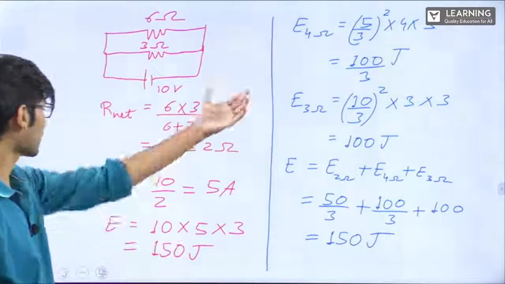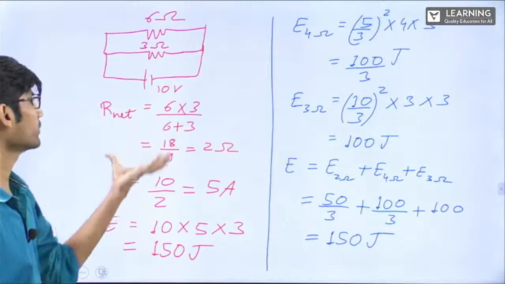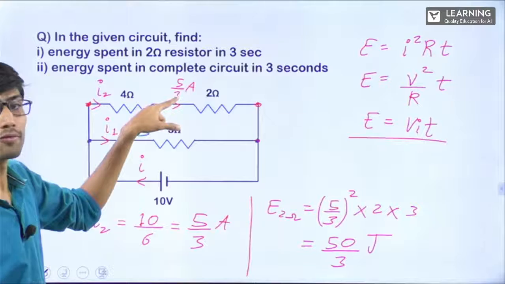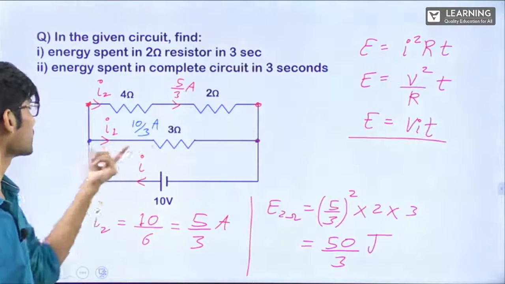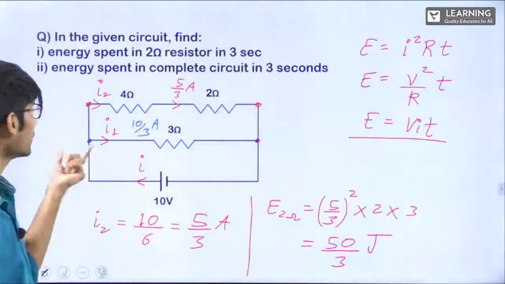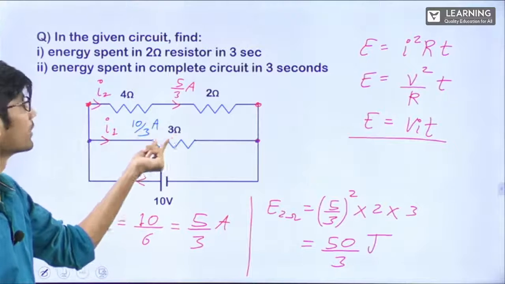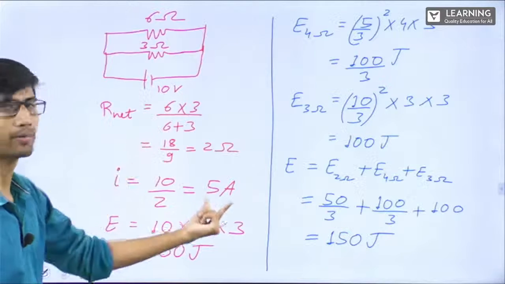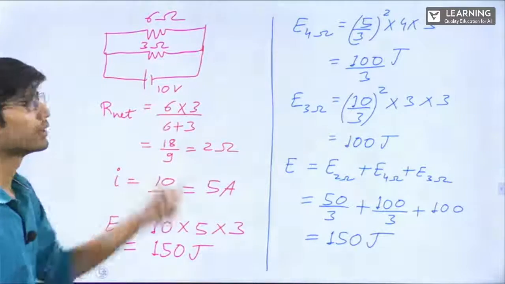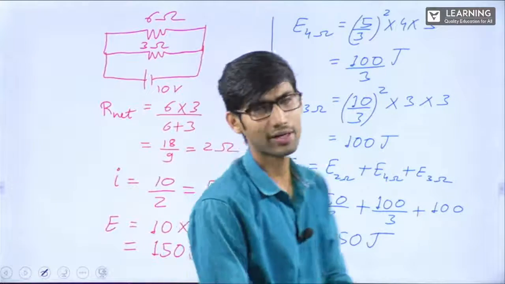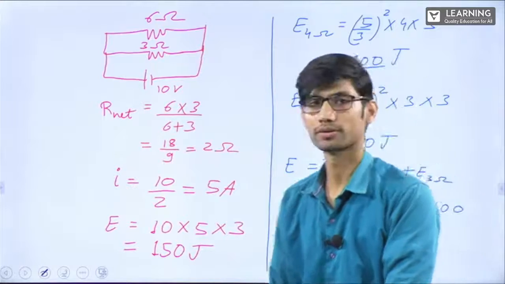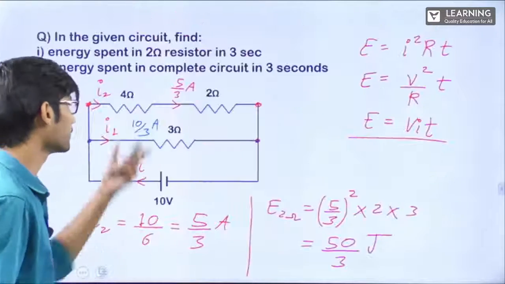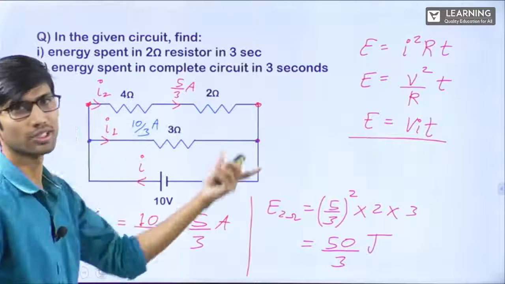For finding the total current also, there was no need to find the net resistance. See here, I2 we had already got, 5 by 3 ampere. Just take out this I1 and add them. I1 is also 10 by 3. Easily you can find: 5 by 3 plus 10 by 3, 15 by 3, 5 ampere. So there was no need to find net resistance also. You can find I1, I2 and you can get this. The only thing you should know is in parallel, the potential in both these arms will be same.